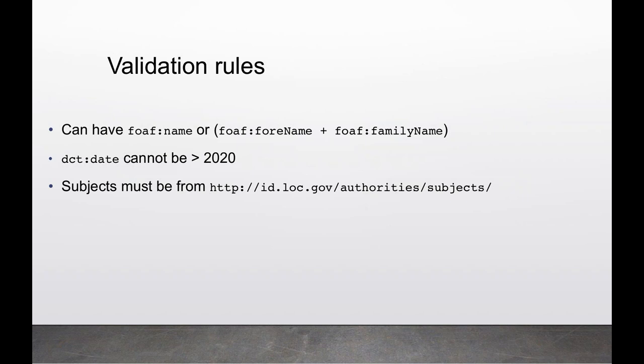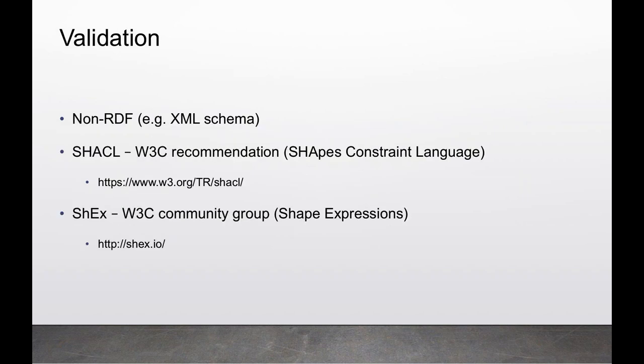Validating by machine is quite a bit trickier. There are ways to validate that aren't RDF, such as XML schema. So if your data is in XML, you can have XML schema. If you're using RDF, there are now two different validation languages. One of them is a W3C recommendation, the Shapes Constraint Language, SHACL. If you are doing your work in RDF and are using the product TopBraid, this is built into that, and you can formally write your validation rules and validate your data. ShEx is a community group. It's called Shape Expressions. If you go to shex.io, and if you attended the previous webinar, you probably know more about it than I do.